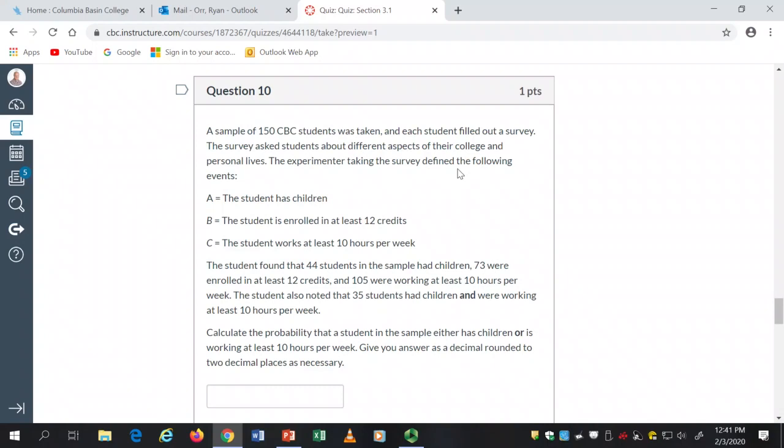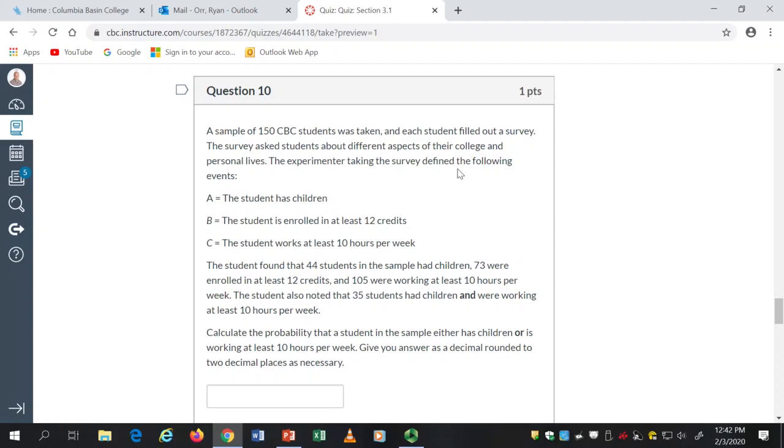They found that 44 students had children, 73 were enrolled in at least 12 credits, 105 were working at least 10 hours, and 35 students had kids and were working at least 10 hours per week. So then my question is, what's the probability that a student has children or is working 10 hours per week?